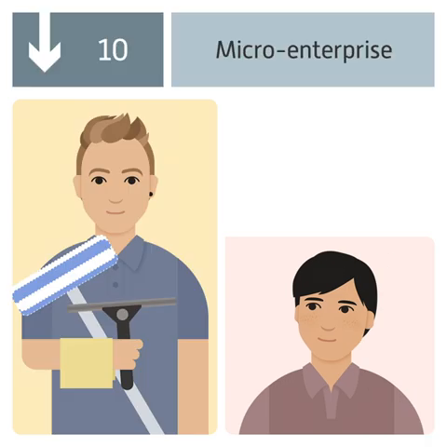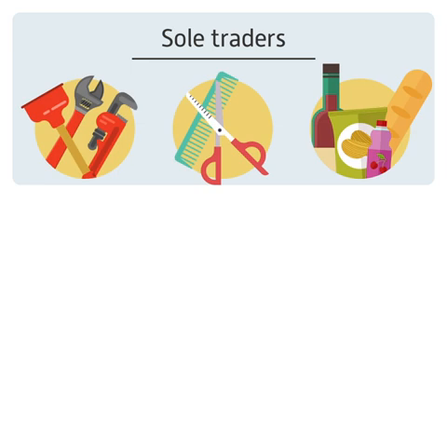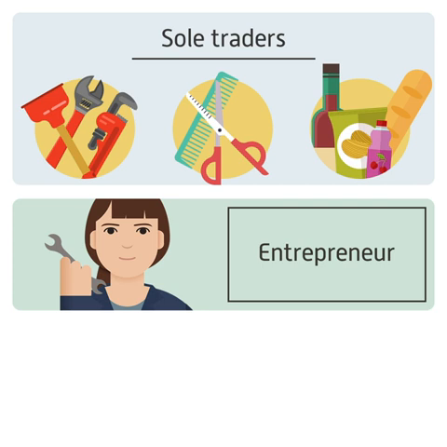A business with fewer than 10 employees is classed as a micro-enterprise by the European Commission. This type of enterprise typically specializes in providing goods or services in a local area or community. Small local businesses like plumbers, hairdressers and corner shops are likely to be sole traders. The owner is an entrepreneur because they have taken the risk of starting their own business to seek profit.